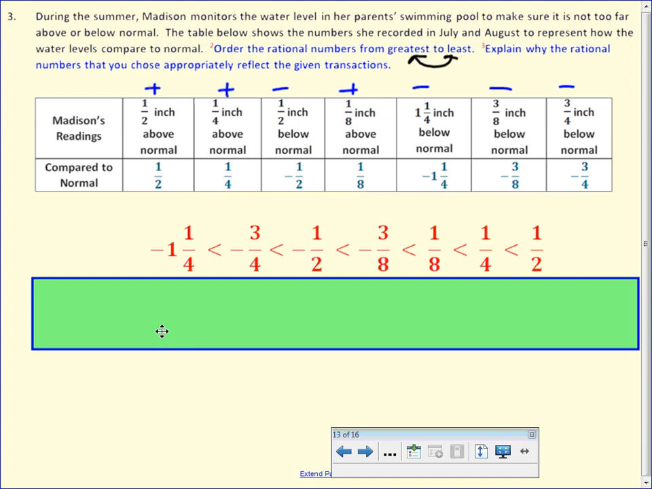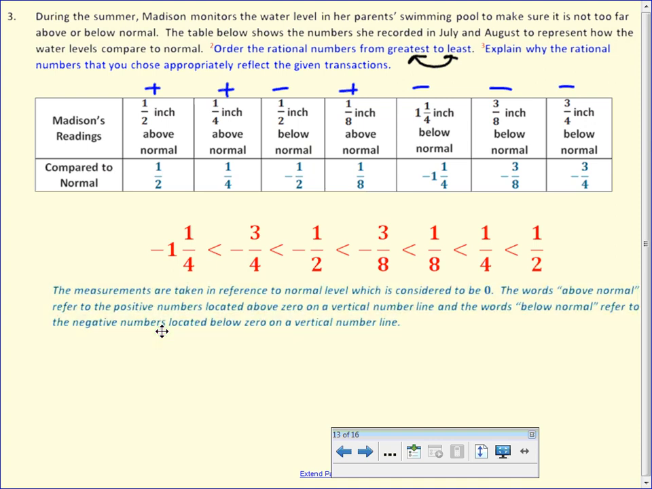Now, the third part of the task is to explain why the rational numbers. So the measurements are taken in reference to the normal level, which is considered to be 0. So above level means positive, below normal means negative. So this is kind of a very wordy answer. So in your homework, if you're going to explain this, you would just write the words above normal refer to positive, below normal would be negative, okay?